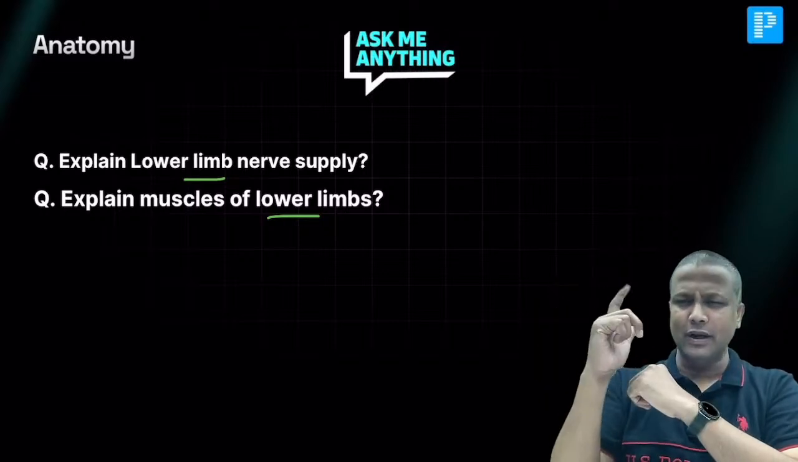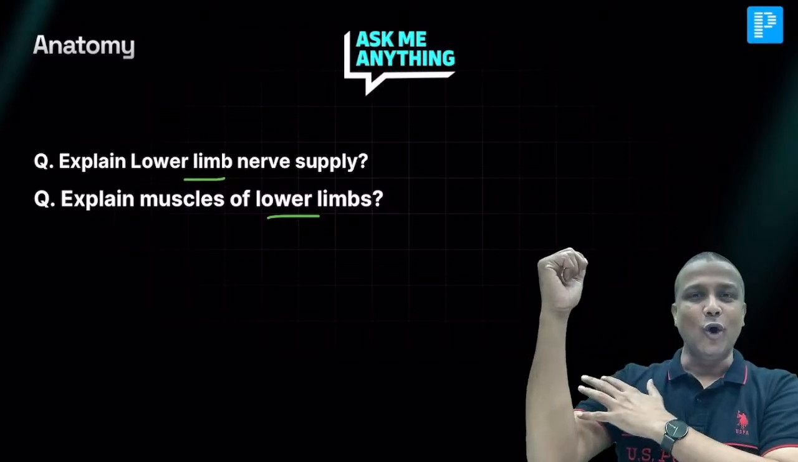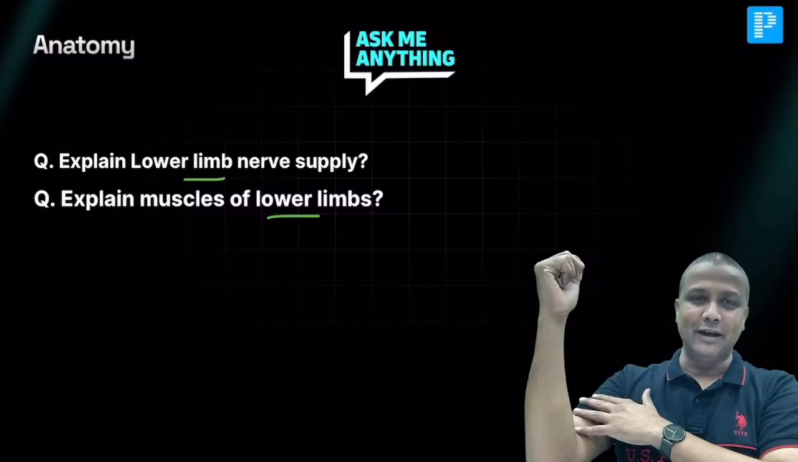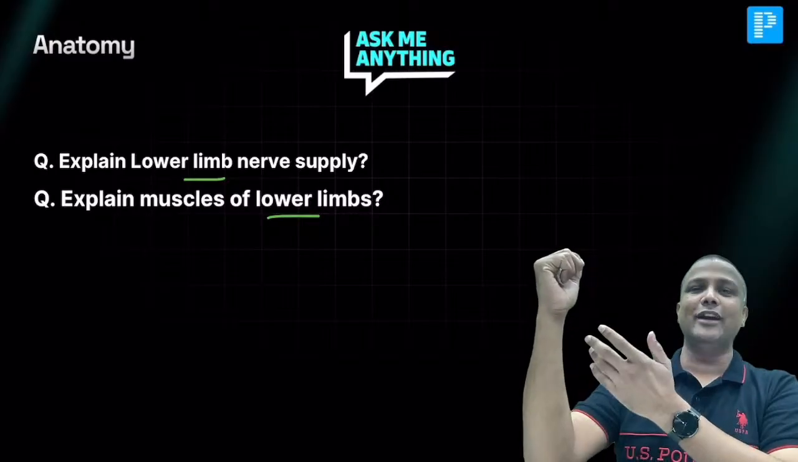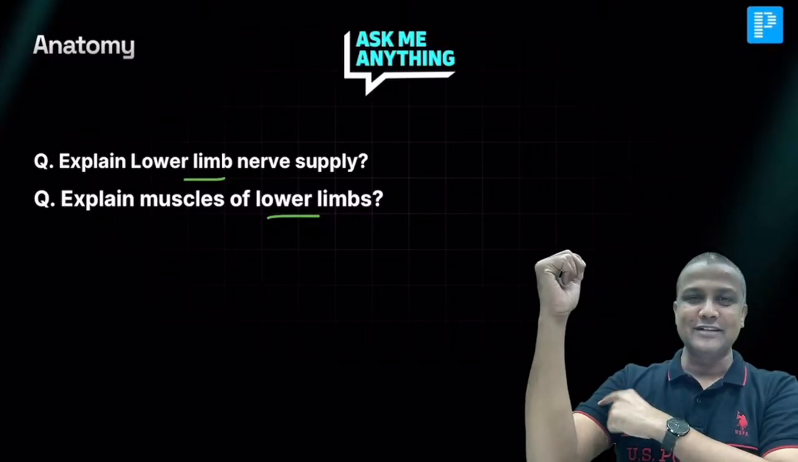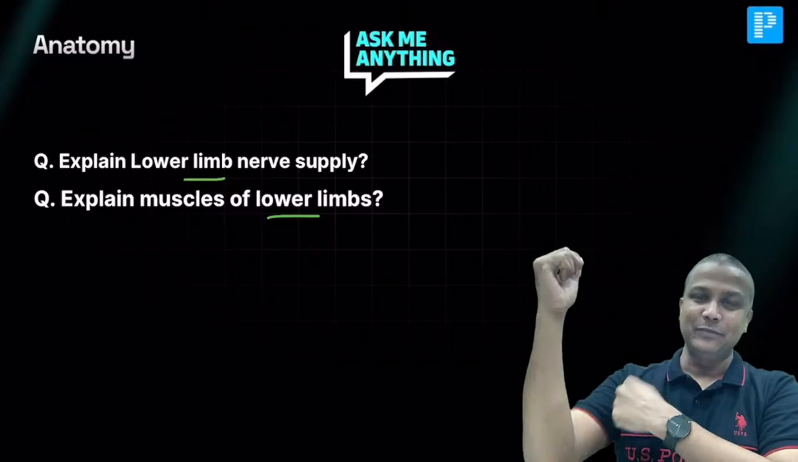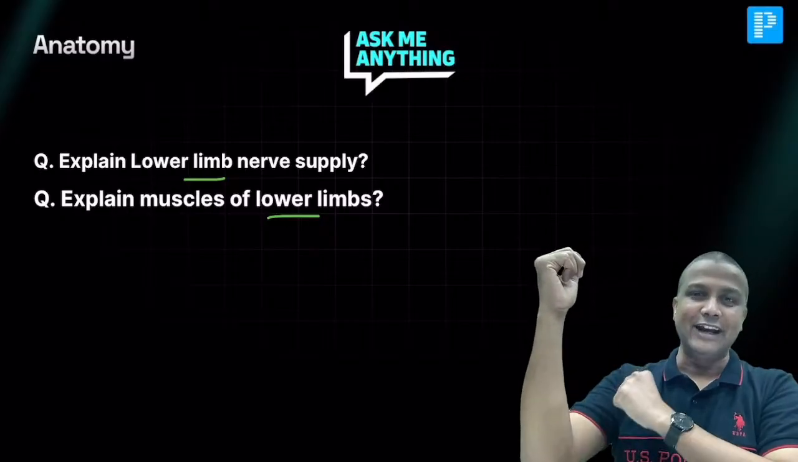For example, I just give one example here. Just now I told you that all the muscles in the anterior compartment of the arm are supplied by musculocutaneous nerve. Now you can easily remember biceps muscle is supplied by musculocutaneous nerve. Triceps will be supplied by radial nerve, something like that.